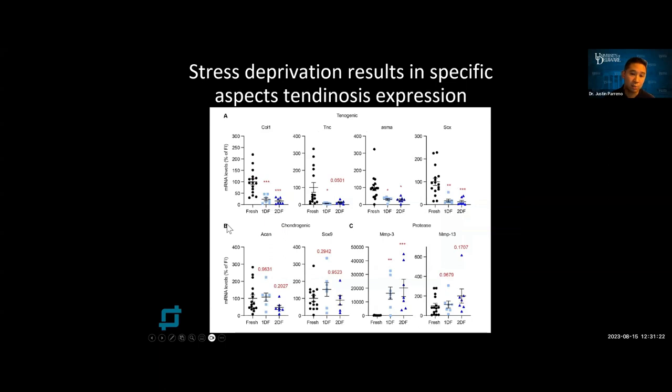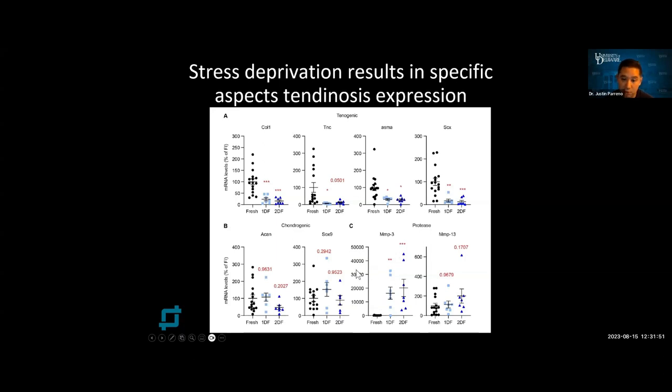Now, looking at gene expression, we found that when we looked at the tenogenic molecules, collagen type 1, tenascin C, alpha-synuclein, scleraxis, by maintaining the tendons in floating cultures at 1 or 2 days, there was a decrease in the expression of collagen type 1, tenascin C, alpha-synuclein, scleraxis, these tenogenic genes. We did not see an effect on the chondrogenic genes, but we also saw an effect on the expression of matrix metalloproteinase 3.